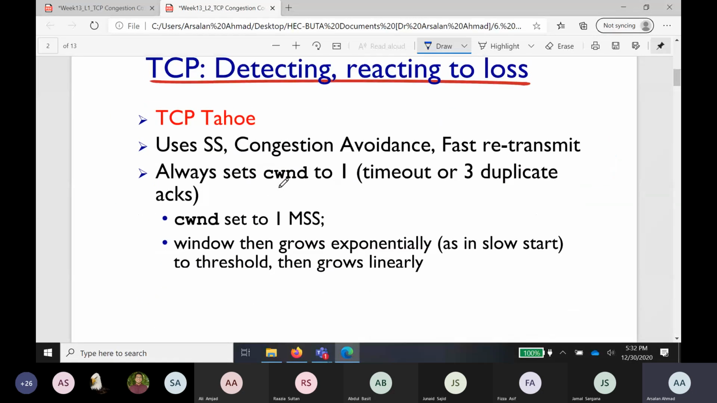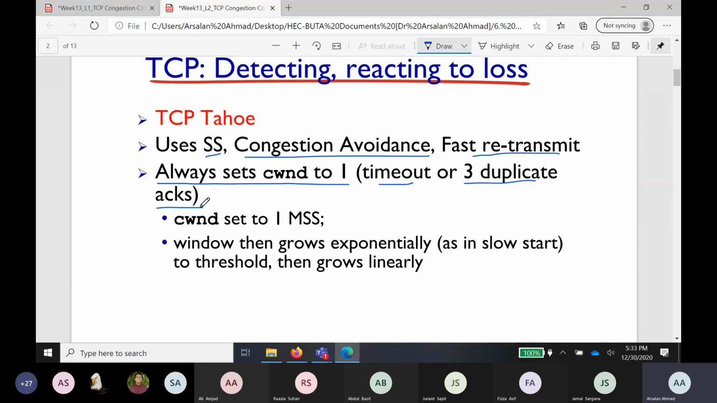Moving on, our first flavor, our first algorithm, we have already seen in the previous slide set, but we did not call it Tahoe at that time; it was actually TCP Tahoe. Let's look at the salient features of TCP Tahoe, how it detects and reacts to segment loss. It uses slow start, congestion avoidance and fast retransmit, but it always sets the congestion window to 1, whether the loss is detected by timeout or by triple duplicate ACK.